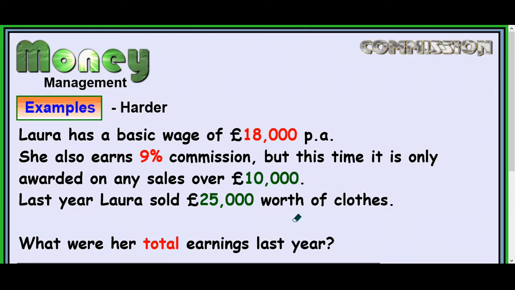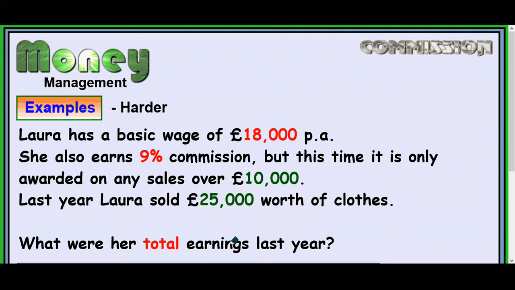Okay, last example we're going to look at here. So Laura has a basic wage of 18,000. Remember, PA means per annum, that's per year. She also earns 9% commission, but this time it's only awarded in any sales over £10,000. Again, this is to try and encourage her to sell more. So she's only getting commission in values over £10,000. So say she sold 11,000, she would only get a commission on 1,000 of that, because it was 1,000 over the 10,000. But last year Laura sold £25,000 worth of clothes.